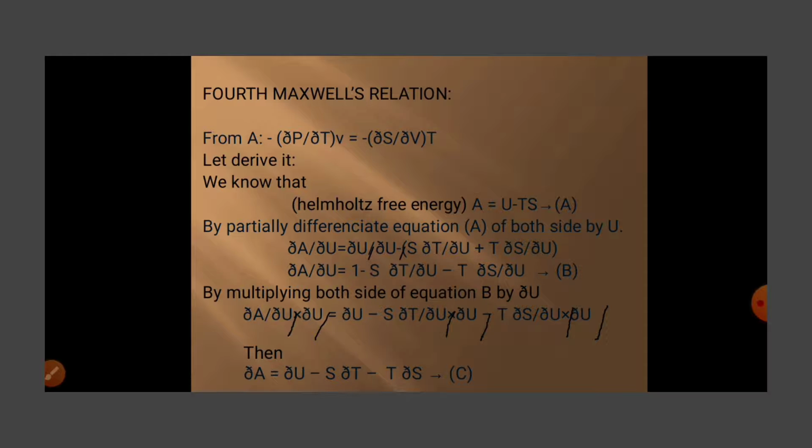After that we just multiply by dU on both sides of equation B. So ∂A/∂U multiplied by dU equal to dU multiplied by 1, that will be dU, minus S ∂T/∂U multiplied by dU minus T ∂S/∂U multiplied by dU. We can just multiply and divide, and dU will be cancelled out. Then our equation will be dA equal to dU minus S dT minus T dS. That is our equation C.